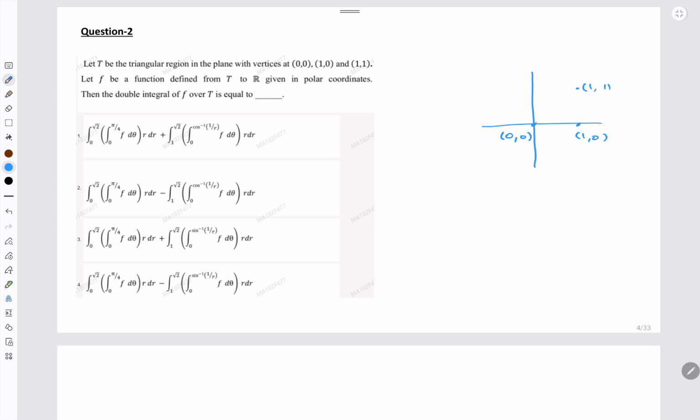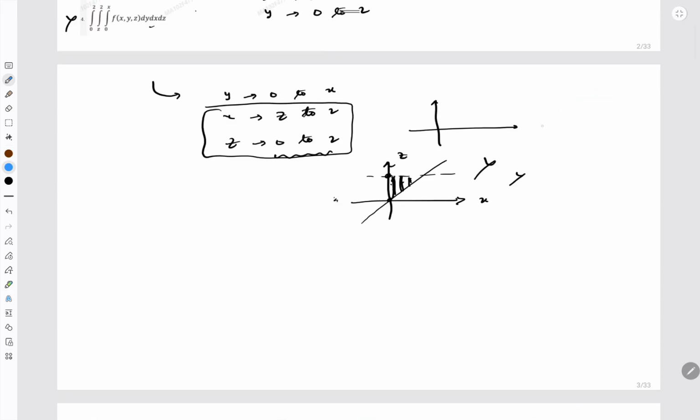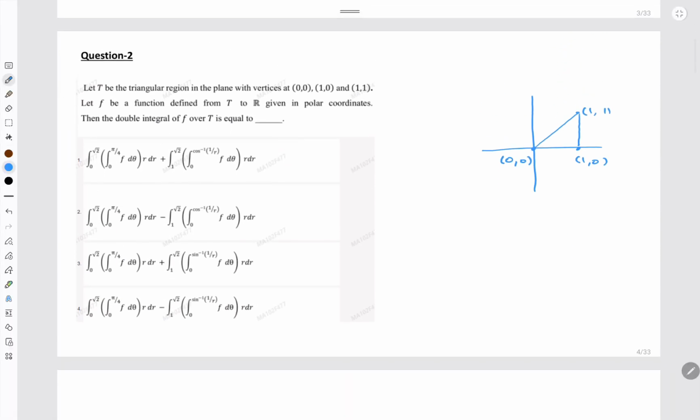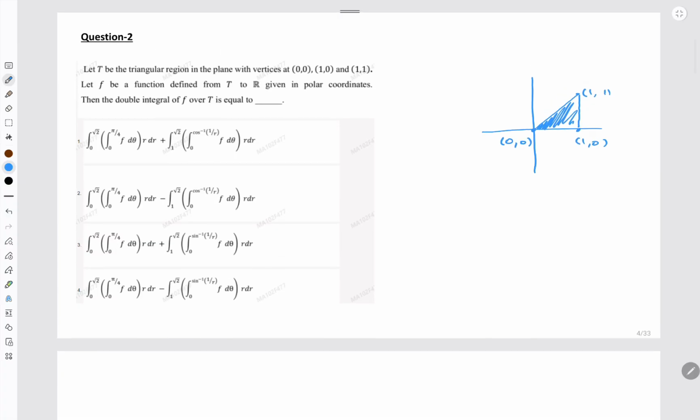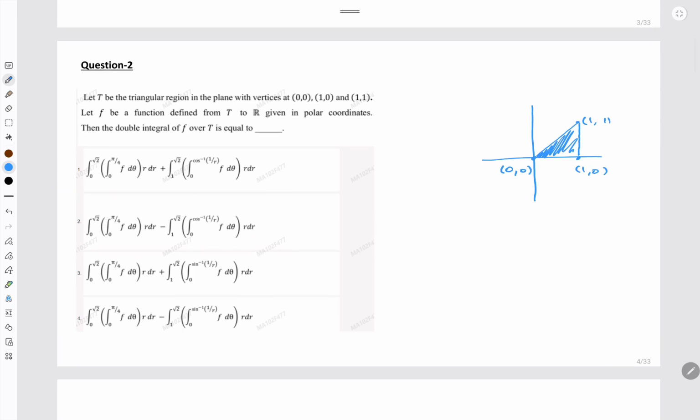This is a triangular region that has been given to us, and we have to integrate a function over this region. The function was f of x comma y. So we have to integrate this function in this region. But the twist is that this function is in polar coordinate form. So we cannot integrate over the normal range of x and range of y, right? You have to integrate over the polar coordinate region.